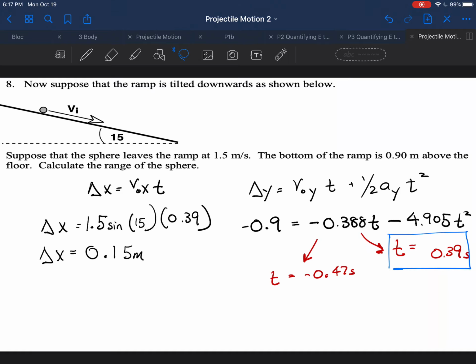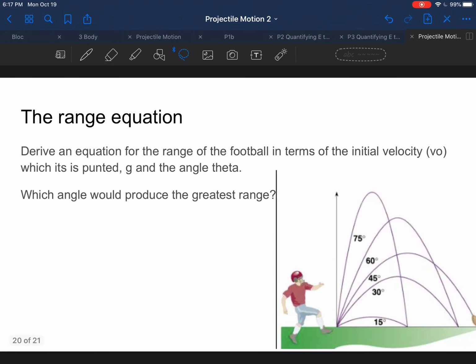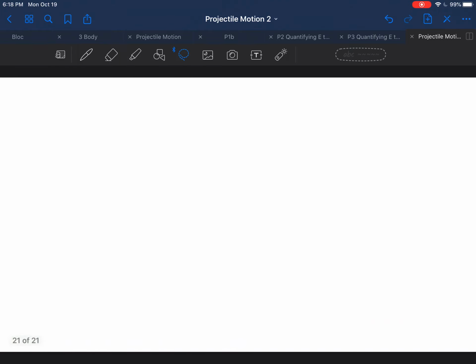Now, there's two more styles of projectile motion problems that you may commonly see, and they involve the use of what is known as a range equation. So a common scenario or a common question is something like this that you could see on AP. It asks to derive an equation for the range of the football. So when we talk about range, we're talking about the horizontal distance covered in terms of the initial velocity v0, g, and the angle theta. Which angle would produce the greatest range? And so this football player is going to kick it at a bunch of different angles, and after we derive an expression, we want to ultimately figure out which one would be the greatest.